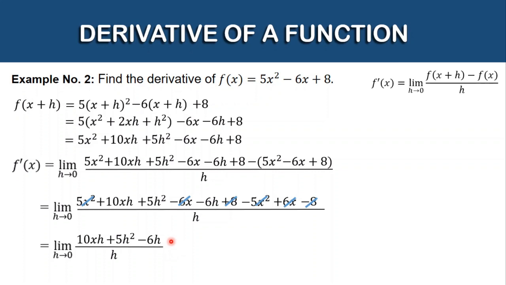Then, sa lahat ng terms, yung sa numerator natin, pwede nating ilabas ang h. So, we have limit of h times 10x. So, lumabas yung h dito sa term na ito, kaya 10x na lang siya. Then, for the second term, plus 5h. Then, minus 6h, magiging minus 6 na lang siya dito. Then, all over h. And here, we can cancel h. Then, the remaining part is 10x plus 5h minus 6.